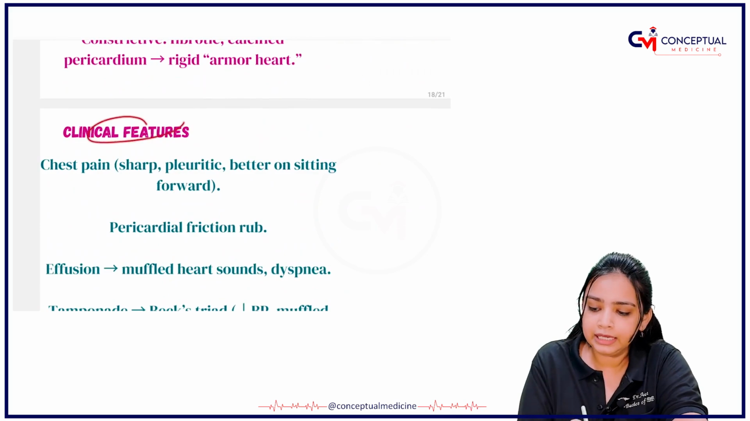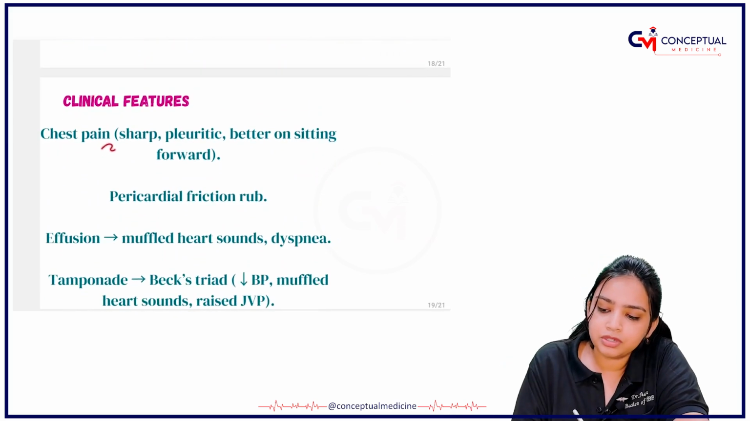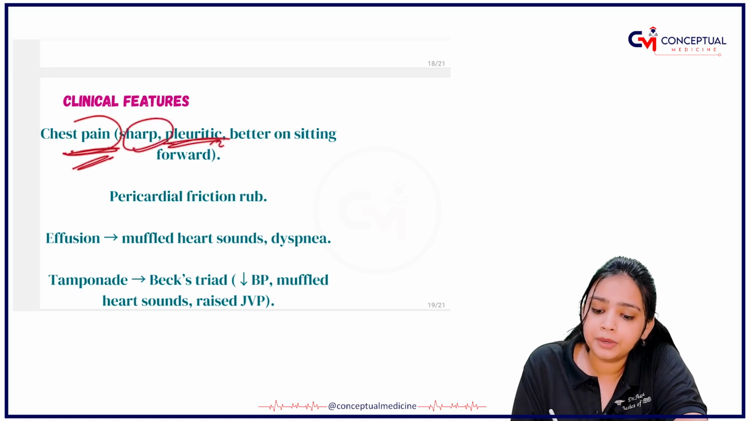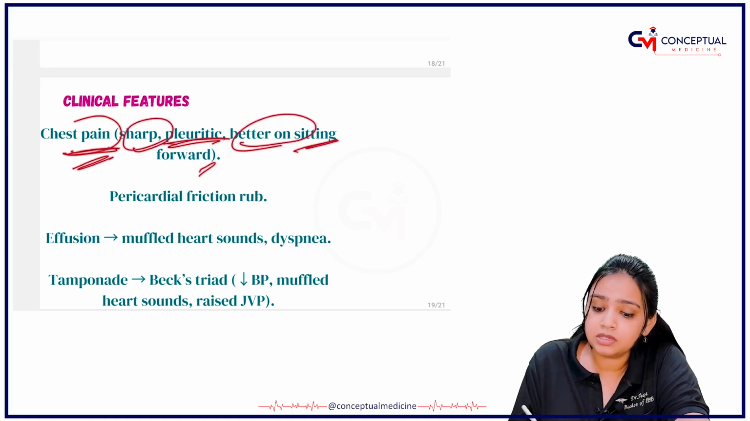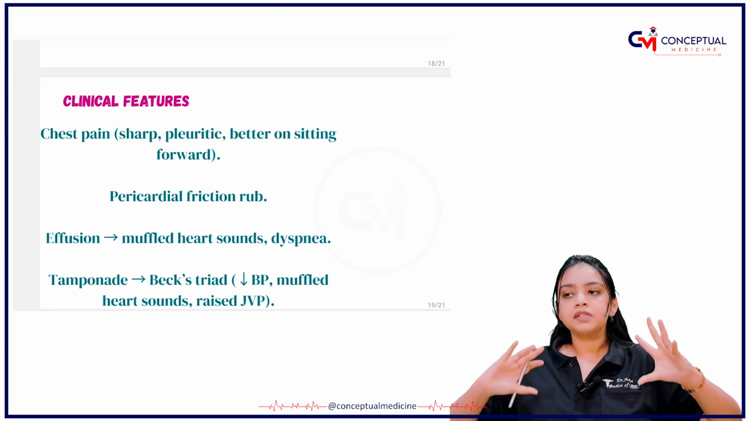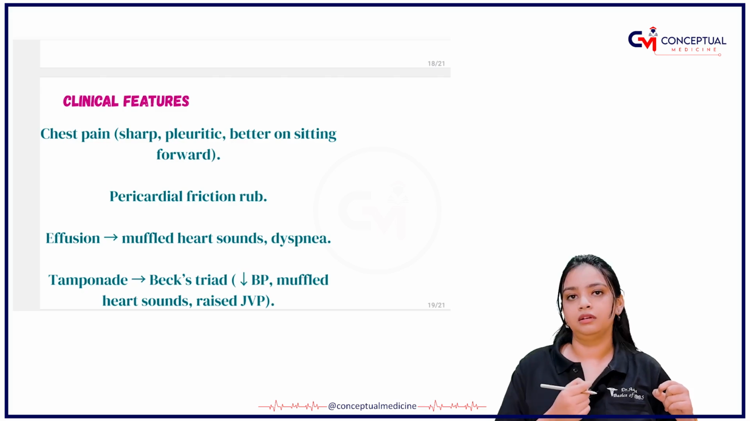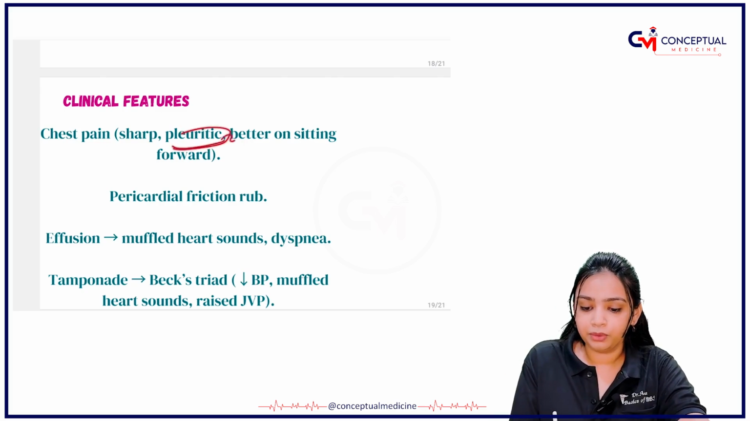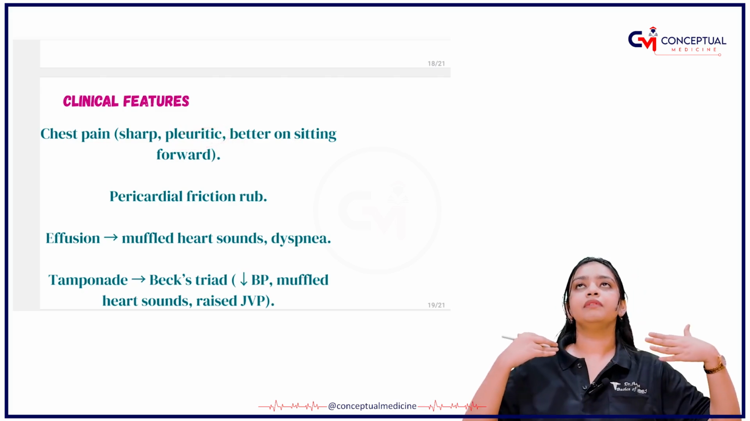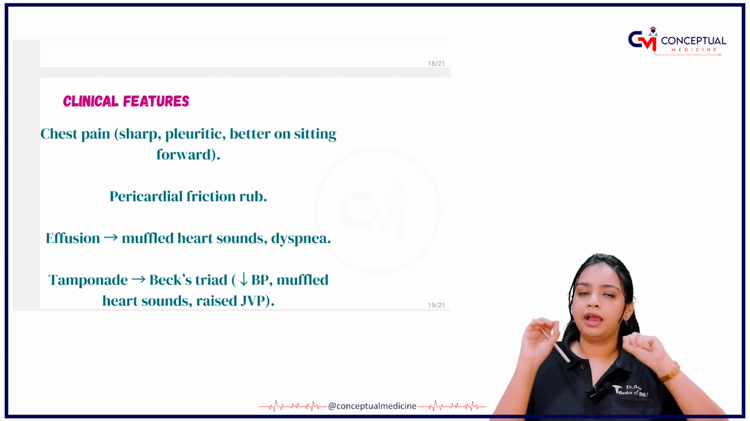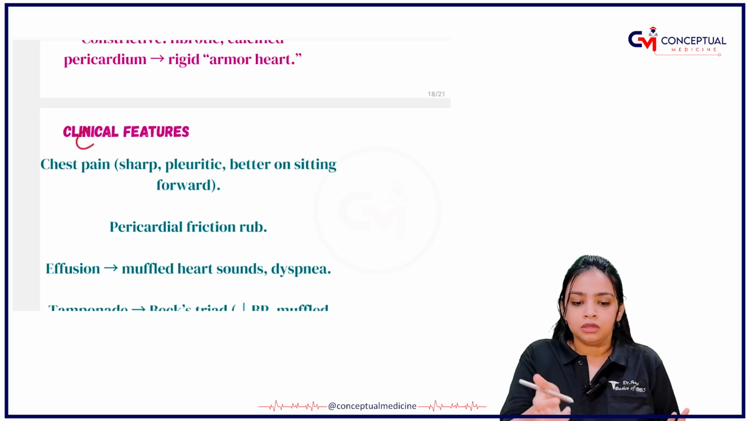Okay, what are the clinical features you have? The patient will have severe chest pain. It will be sharp, pleuritic, better on sitting forward. Okay, the patient will say, I feel like someone is pricking, right? Then there will be pleuritic pain, and the person will say, when I bend forward like this, the pain subsides. I am not able to feel the pain.